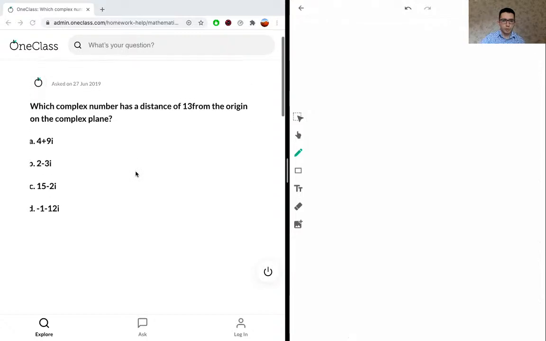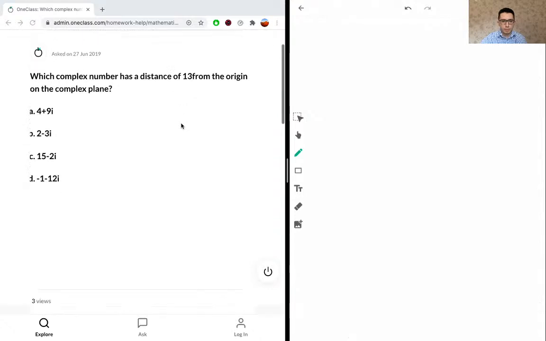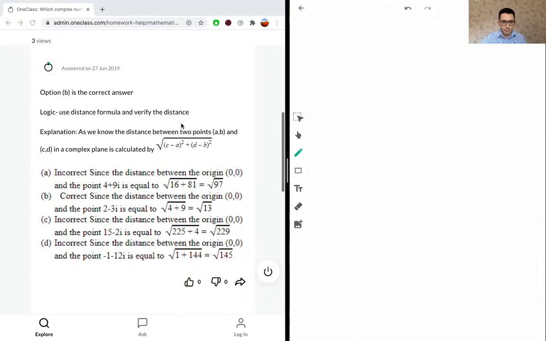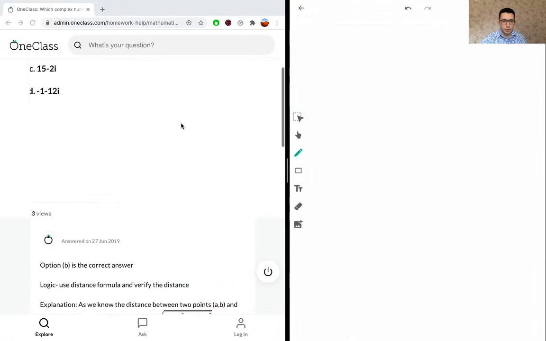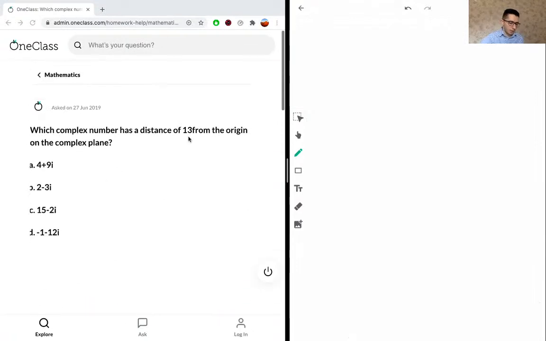So the first question we're going to be tackling is as follows. Which complex number has a distance of 13 from the origin on the complex plane? So I think in this question there's a typo. Based on the provided solution, I believe it should be square root 13. It should be: which complex number has a distance of square root 13 from the origin on the complex plane?